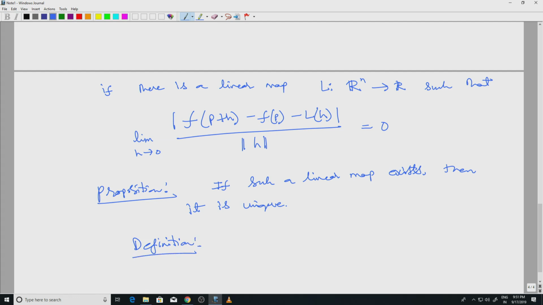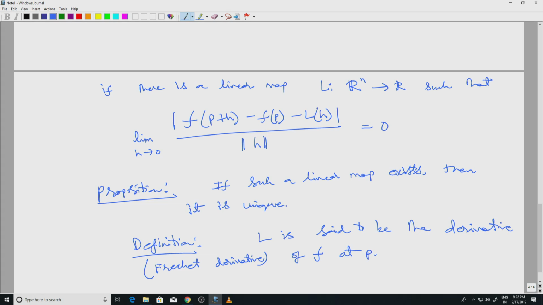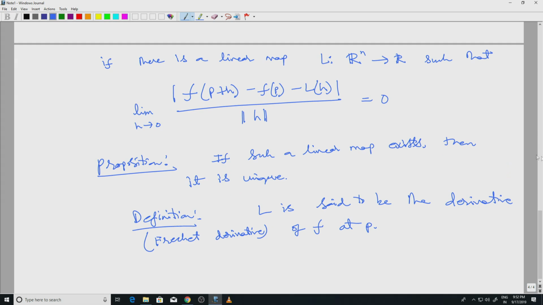Definition: L is said to be the derivative, also called the Frechet derivative, of f at P. So in short, the derivative in higher dimensions is going to be a linear map.